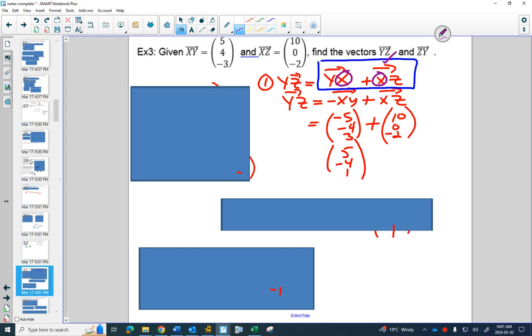But when I look at what I was given, I was given X to Z, but I wasn't given Y to X. But I can make Y to X negative and flip it, because going from Y to X is the same as going to the negative X to Y. And negative XY is just our first one with the negative, plus our second one.